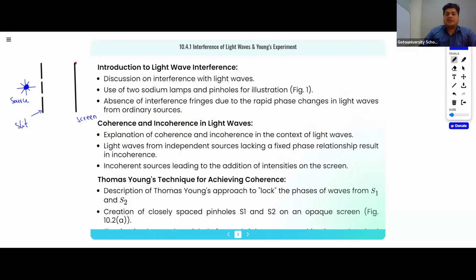And the next morning, he saw an interesting pattern and he was shocked. What did he see? He saw something like this: dark band, bright band, dark band, bright band, dark band, bright band. He was completely shocked. Why am I seeing this pattern? Why am I seeing this pattern?